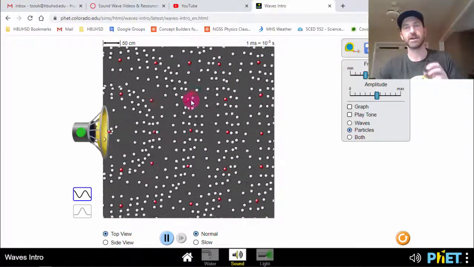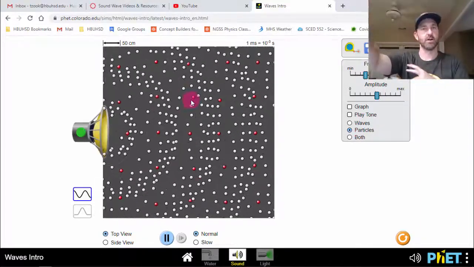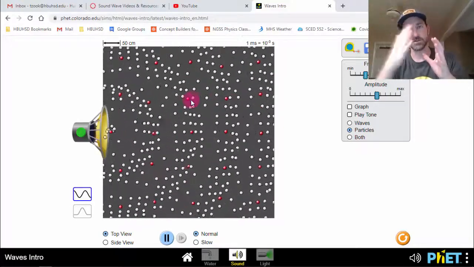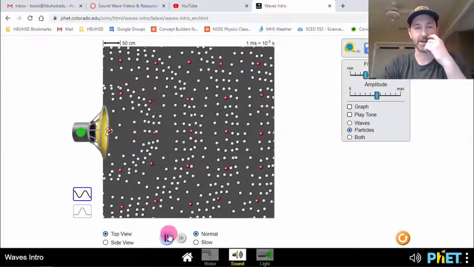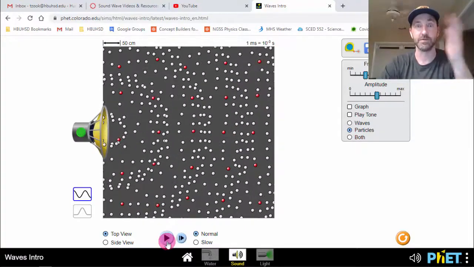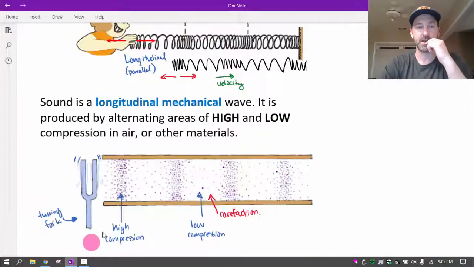So when you turn on a speaker, the air's not being shot out like water out of a hose or something. The air molecules are just vibrating because the speaker cone's going back and forth. And I got some videos linked on Canvas to help you out with those visuals of speakers.